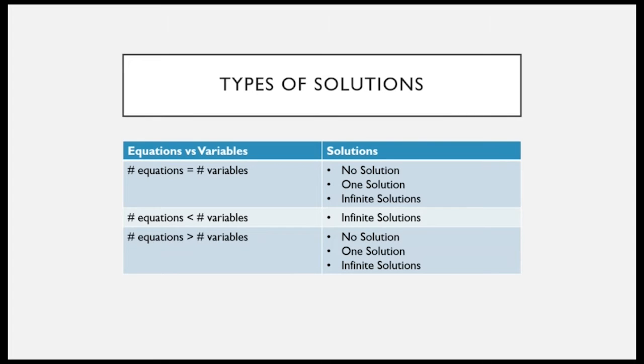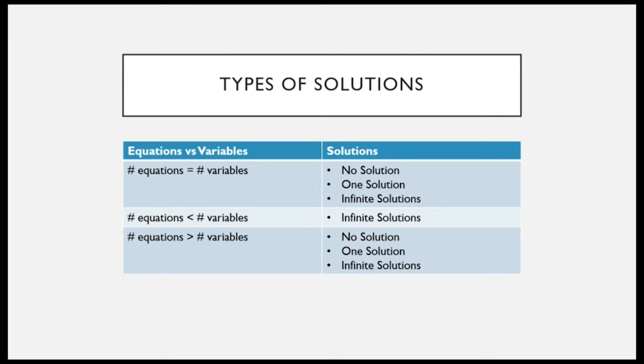In order to at least have the possibility of one solution, you need to have at least as many equations as variables. If you don't have enough information, there are infinite solutions. If you have more equations than variables, you can still have no solution, one solution, or infinite solutions, because sometimes the extra equations are unnecessary. If they're just repeats of your other equations, then you can still have one solution. But sometimes those extra equations can give you contradictions, so you could have no solution.